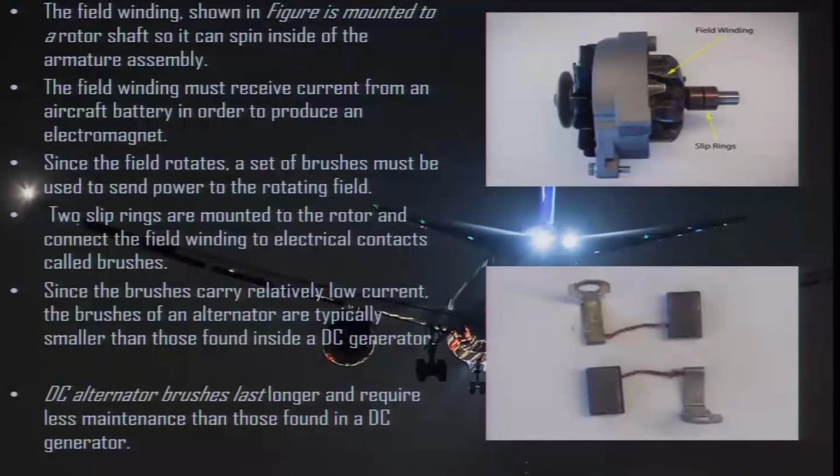Since the brushes carry relatively low current, the brushes of an alternator are typically smaller than those found inside a DC generator. DC alternator brushes last longer and require less maintenance than those found in a DC generator.